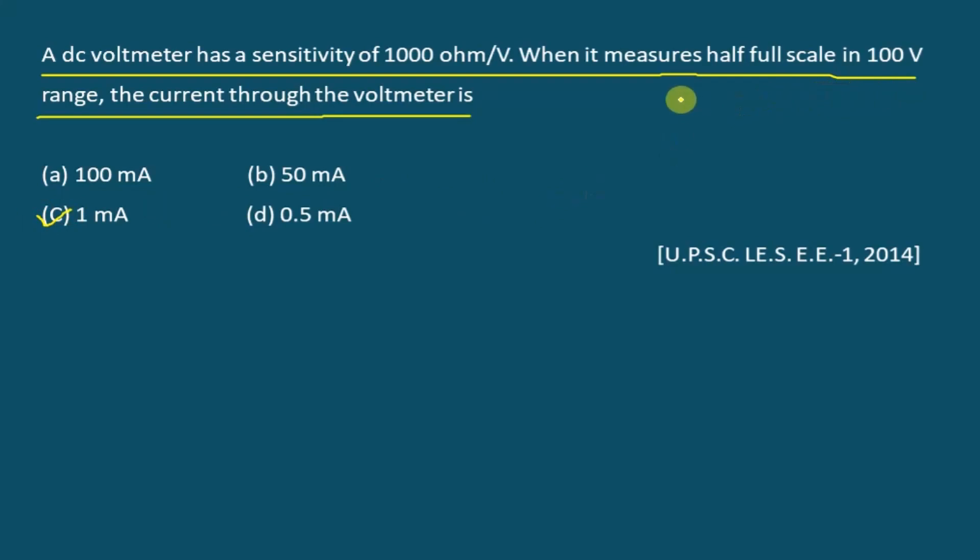Since it is asking that the voltage is half full scale, that means it is showing 50 volt. That means how much current is flowing? 0.5 milliampere. Okay. So the answer is 0.5 milliampere. So this also was asked in UPSC IES 2014. Let's go to the next question.